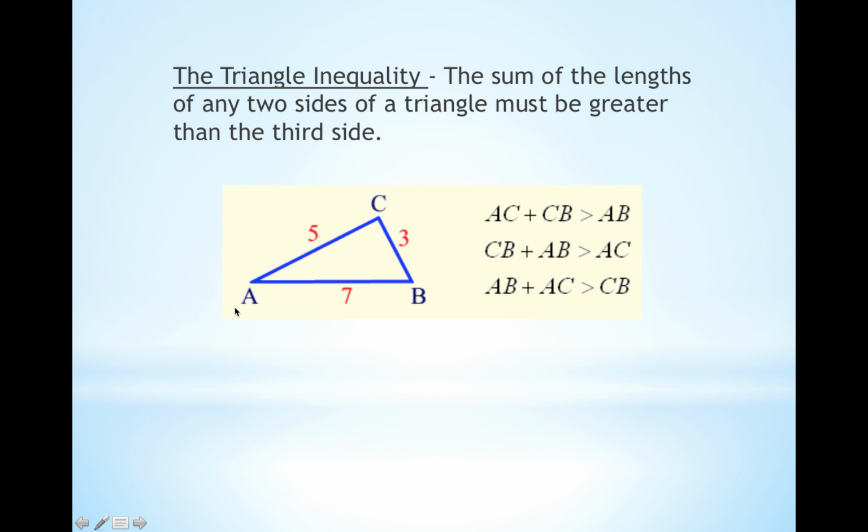So, for example, AC, which is 5, CB, which is 3, 5 plus 3 is 8, 8 is greater than 7. But it doesn't matter which two sides I pick. I can do CB and AC, which are 3 and 7, which add up to 10, which is greater than 5. And then the last pair, AB and AC, 5 and 7, which is 12, is greater than 3. Okay, because if this wasn't the case, this is what would happen.